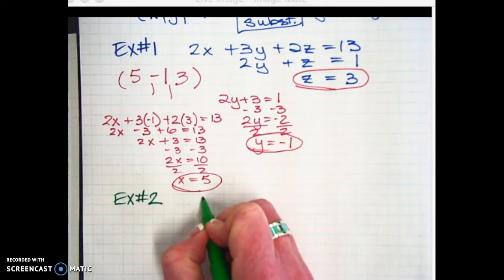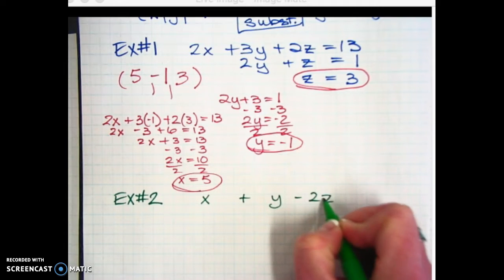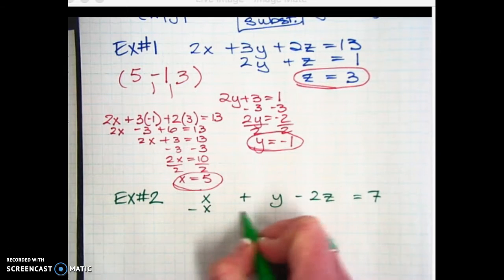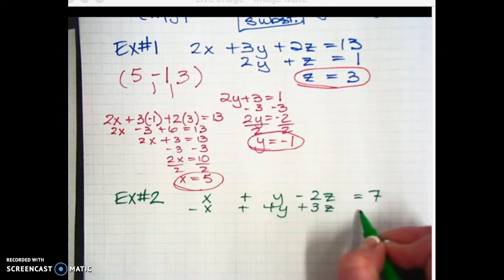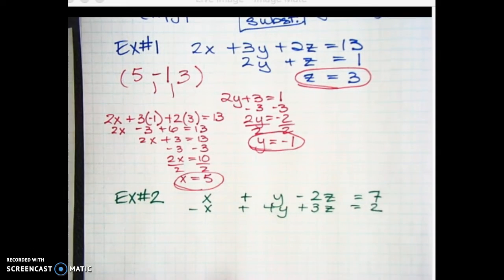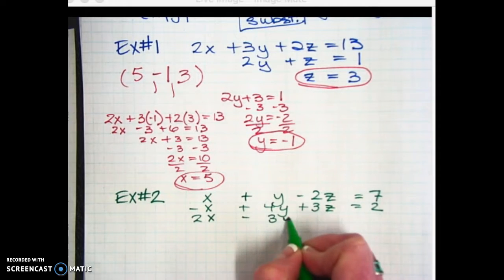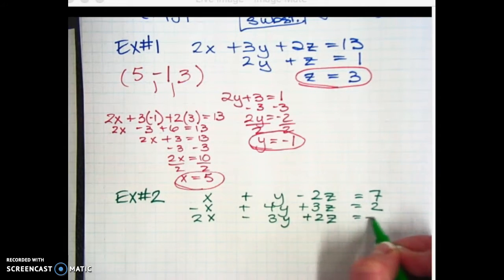So 3 equations. x plus y minus 2z is 7. Negative x plus 4y plus 3z equals 2. And 2x minus 3y plus 2z equals negative 2.